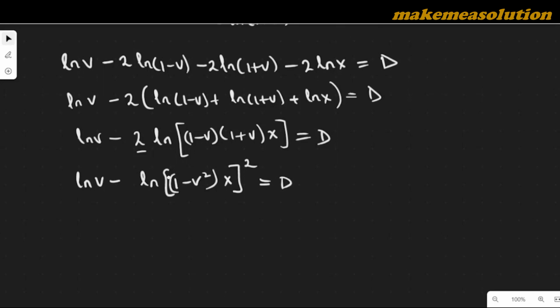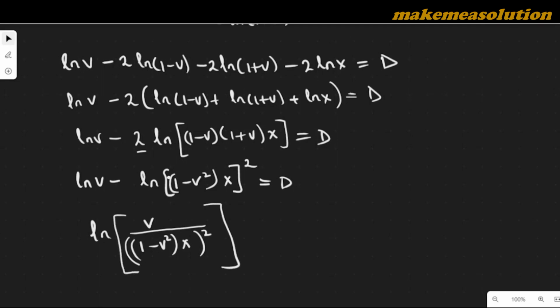So I'll now apply the quotient law of logarithms. It will now be ln of v all over what? 1 minus v squared, then x, everything here is squared, and all of them is inside one big bracket, and this gives me d. So the rule is that ln a minus ln b is actually ln a over b. So that's just what we did here, v all over the whole of this, like that.